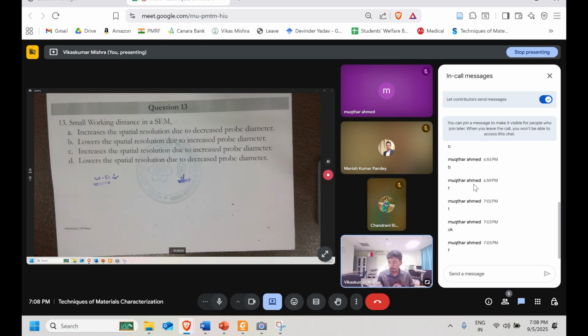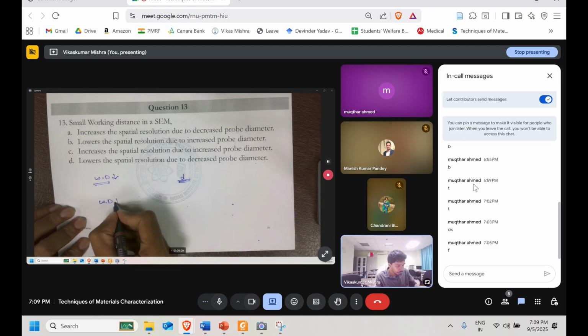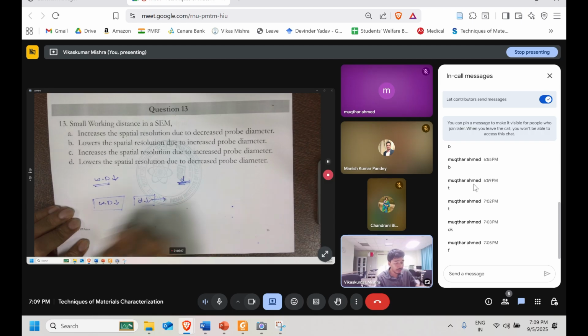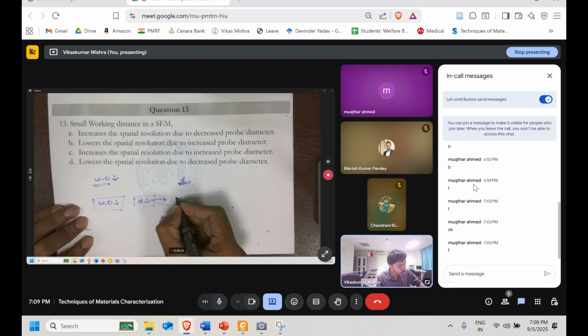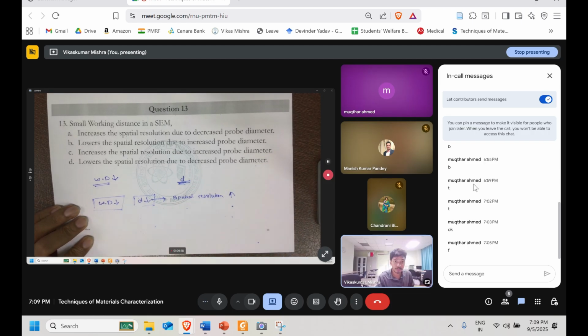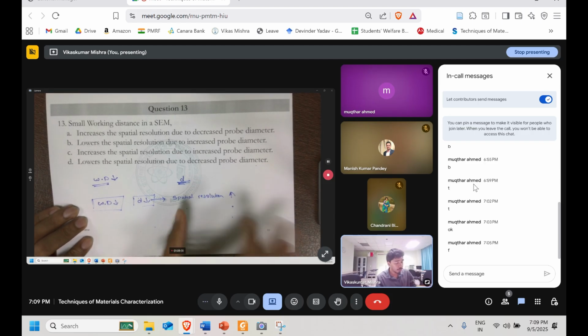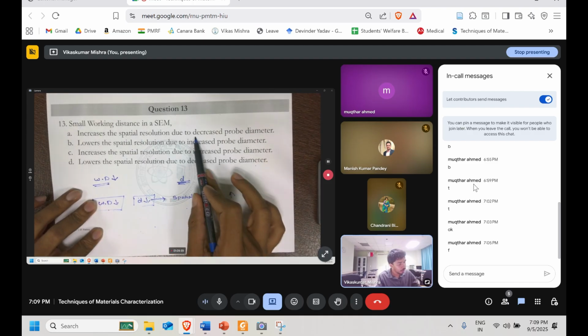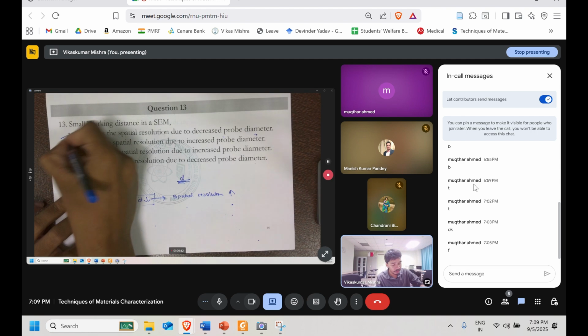All we got to know is that working distance is there and we have to relate it with the probe diameter. So how is it? We know that if we keep on decreasing the working distance, our probe diameter will also decrease. Right? Since the probe diameter is decreased, it means that spatial resolution has increased. Smaller the probe, more the spatial resolution, right? So let's try to answer which one. A smaller working distance increases the spatial resolution due to decreased probe diameter. The right answer is option A.